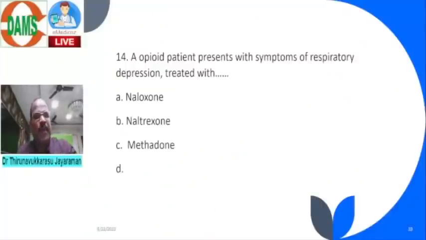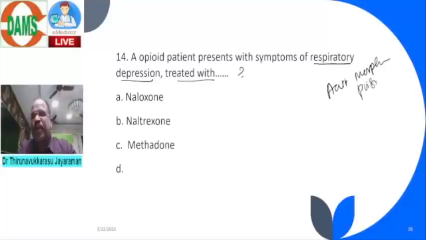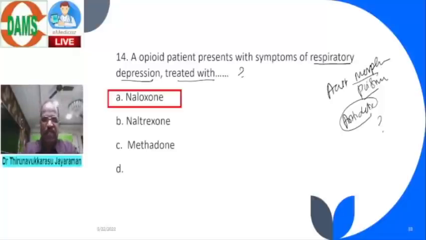Now, an opioid patient presenting with the symptoms of respiratory depression, treatment is what? See, it's a case of acute morphine poisoning. Only in acute morphine poisoning do they have respiratory depression. So, for treating acute morphine poisoning, we have one specific antidote. What is that? Look at the options: naloxone, naltrexone, methadone. One more option, I don't recollect. So the answer is naloxone. Intravenous naloxone is the choice.